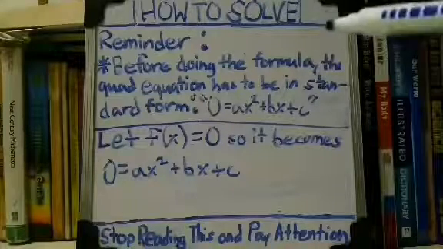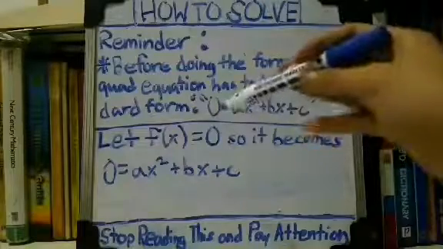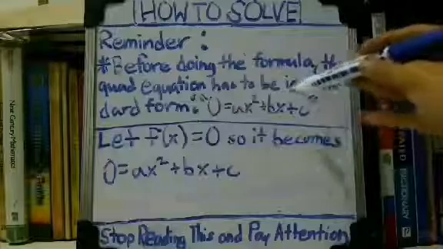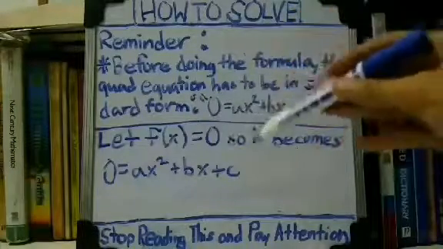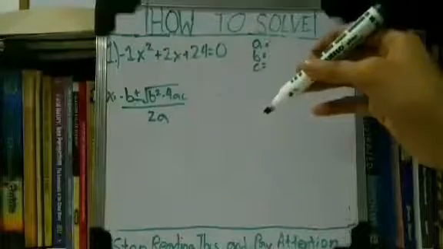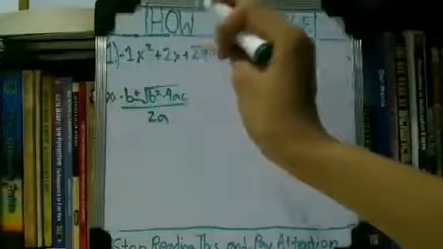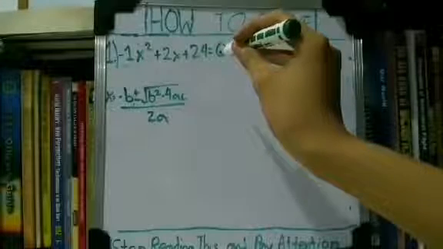Alright, so before I demonstrate how to solve the equations, I have to give a reminder first. Before solving, always refer to the quadratic equation in standard form. Specifically, all the x terms should be on the left side and all should be equal to 0. If you forget this, you'll probably get the wrong answer. So always keep watch. Here we have a quadratic equation, that being negative 1x squared plus 2x plus 24 equals 0.